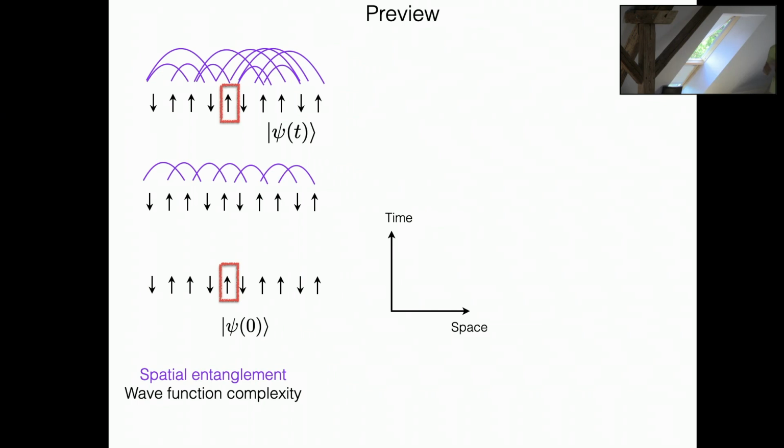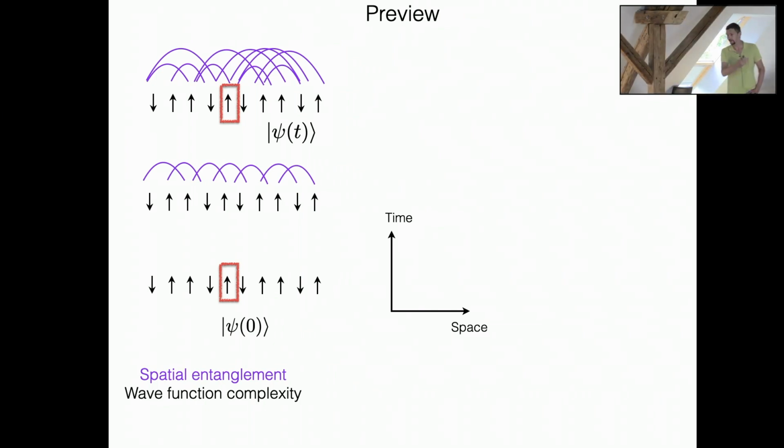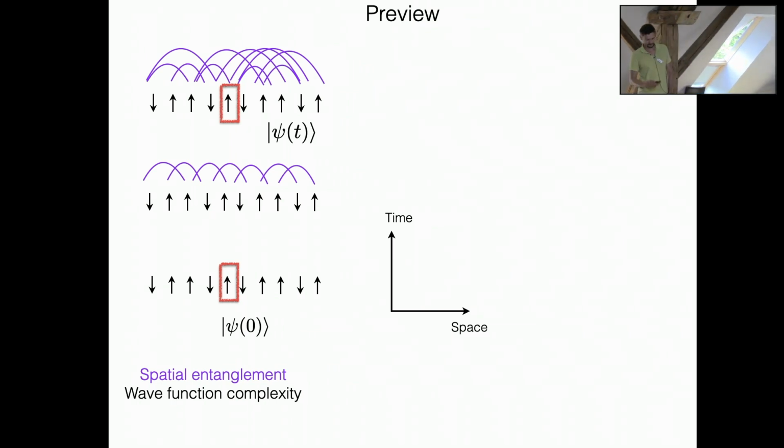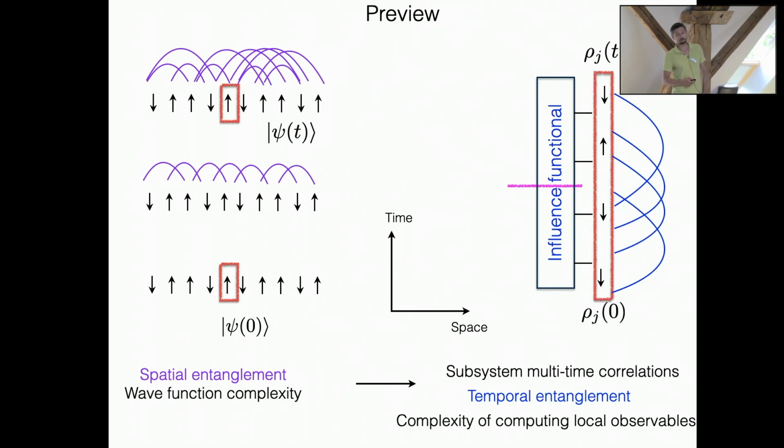And really the key quantity is how much spatial entanglement you have generated in the course of your evolution, and that's related to the complexity of describing this wave function. Things that are not very entangled usually are easy to describe, and vice versa. Today I will do something different. Instead of focusing on this large many-body wave function, I would be thinking about the states of a small subsystem at different moments of time. The way to describe the effect of the rest of the system on the subsystem comes from open quantum systems.